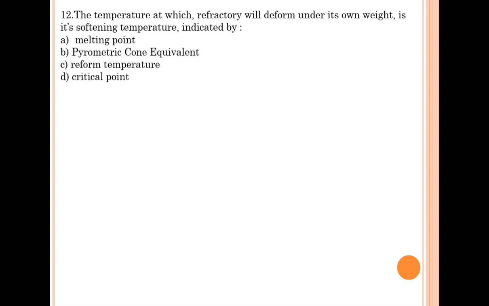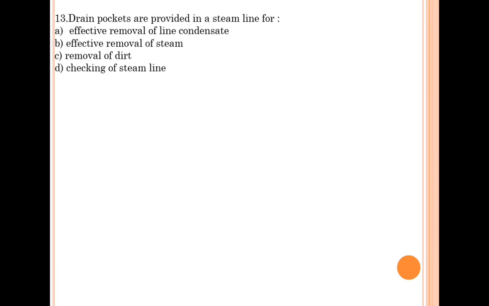The temperature at which refractory will deform under its own weight is its softening temperature, indicated by. That means it is the temperature at which the refractory deforms at its own weight, that is called pyrometric cone equivalent. So here option B is the correct answer. Pyrometric cone equivalent. This is a property of the refractory.